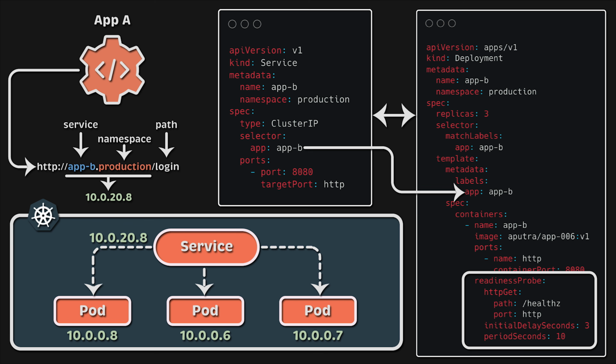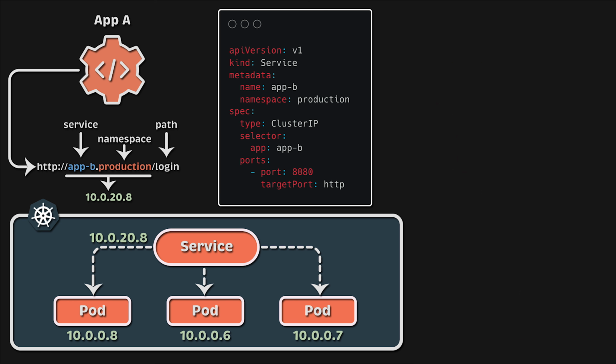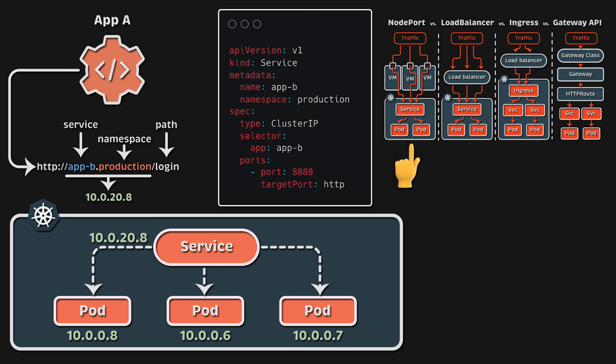App A could be in the same cluster, using service DNS directly, or external, via node port, load balancer, ingress, or gateway API. Knowing the differences between ingress and the gateway API is actually a very common interview question. I just released a deep dive video explaining different ways to expose your application, so if you're preparing for interviews, you'll definitely want to check it out next.